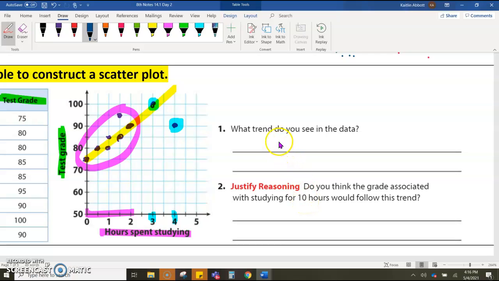There you go. It says, do you think the grade associated with studying for 10 hours would follow this trend? Notice how at 3 hours it went up, and then at 4 hours it started going down. If they went to 10 hours, would it still go up, like a crazy 100%? Or do you think it would stop and start going down? I personally think it would start going down, because you can't go any farther than 100%. So it would have to start going down.